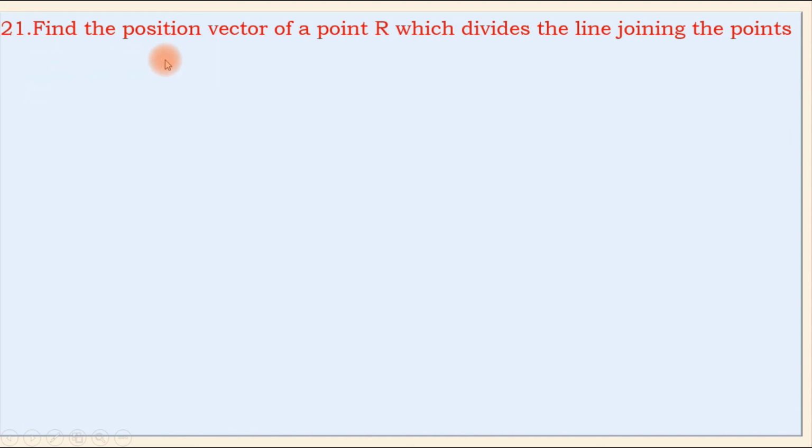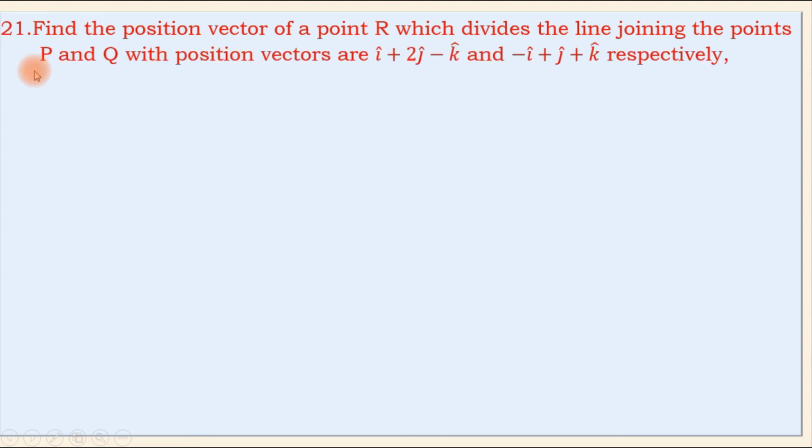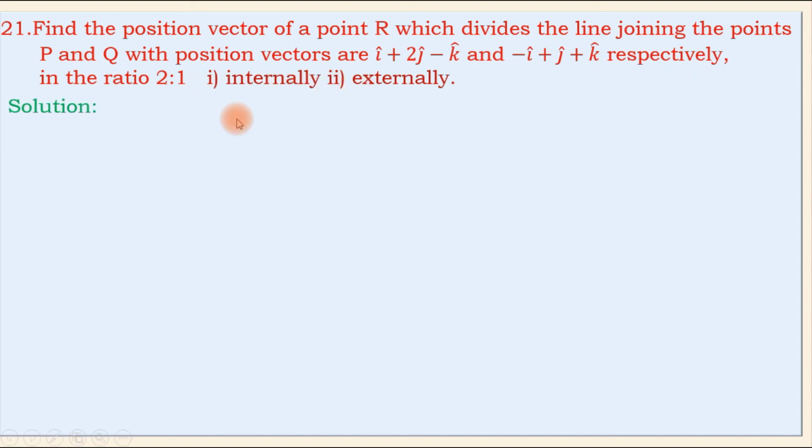Next, problem number 21. Find the position vector of the point R which divides the line joining the points P and Q with position vectors i cap plus 2j cap minus k cap and minus i cap plus j cap plus k cap respectively, in the ratio 2:1. First sub question internally, second one externally. We use the section formula to find the position vector of the point R which divides the given two points P and Q in the ratio 2:1 internally and externally.